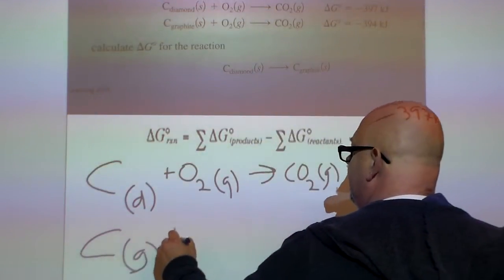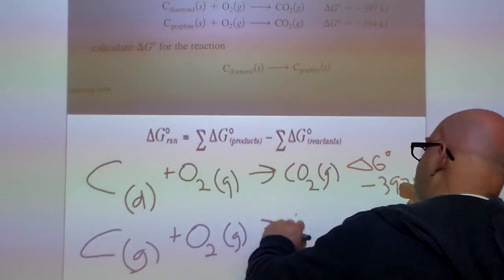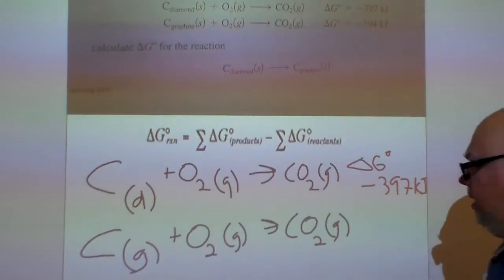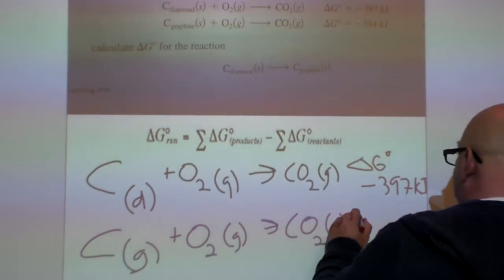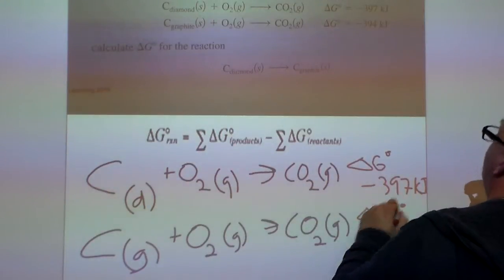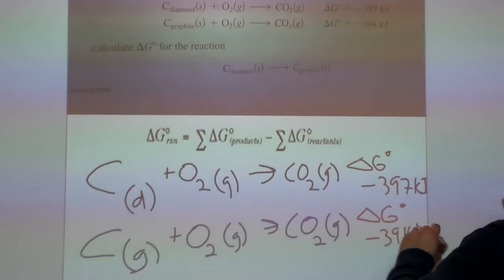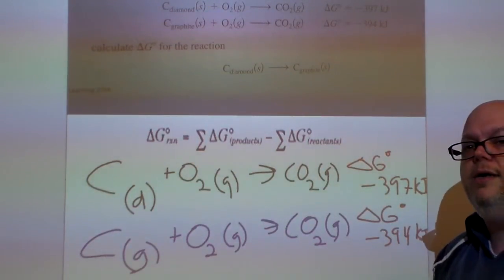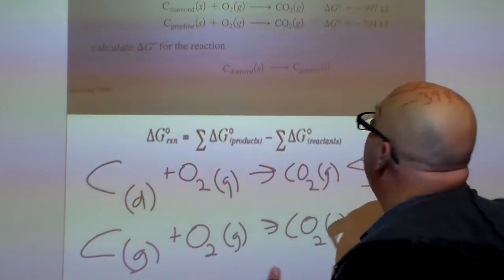Now, we have another chemical reaction where we have the carbon that's in the form of graphite. That's why I'm labeling it like this. Plus, again, oxygen gas. It's going to also get us CO2 in the form of a gas. Now, it also happens to have a delta G value of negative 394 kJ.